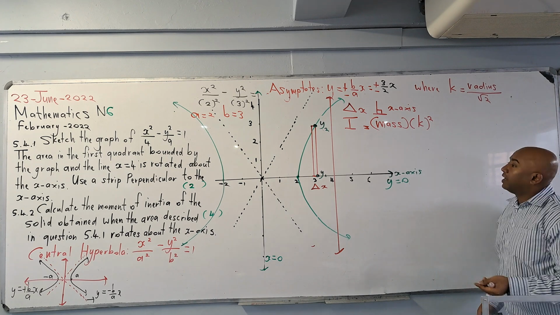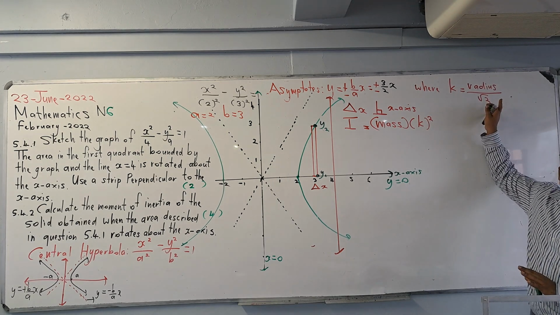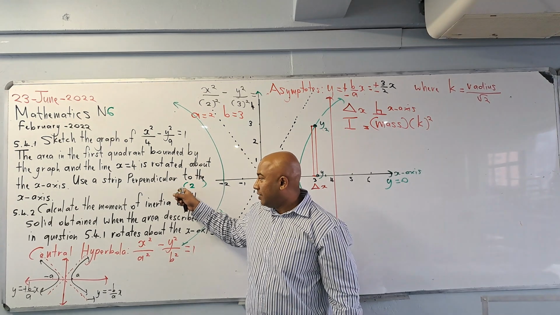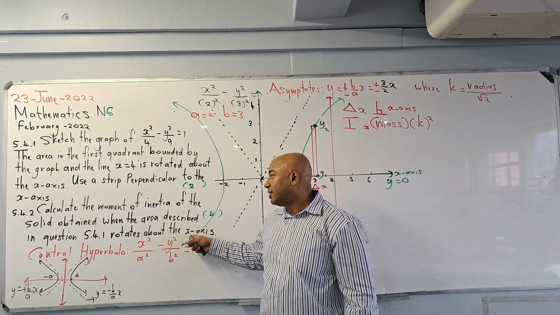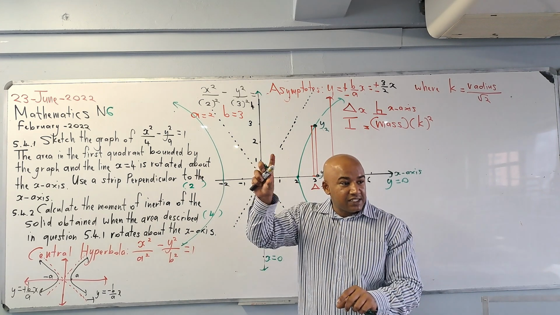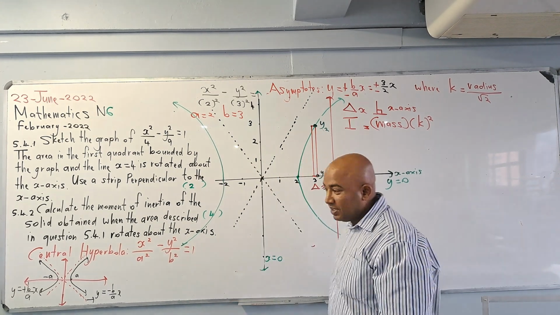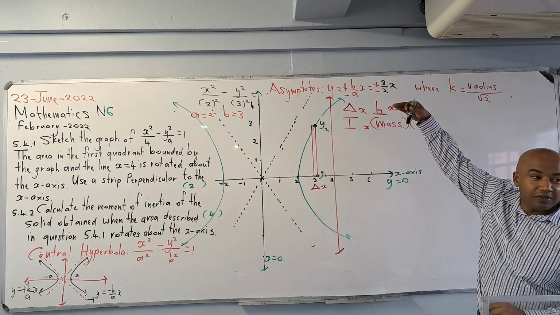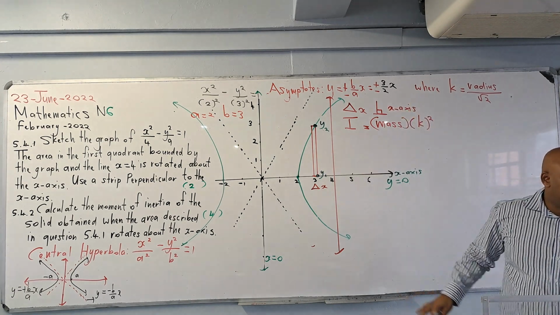Okay, now radius. Why are we talking about radius? Because we are going to be rotating. Okay, we're going to be rotating around the x-axis. So when you rotate, volume is obtained. So radius is the distance from the center to any point on the circumference.